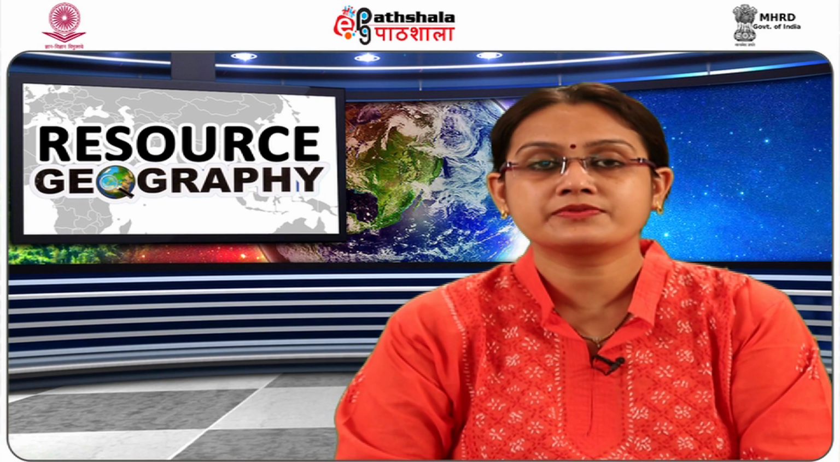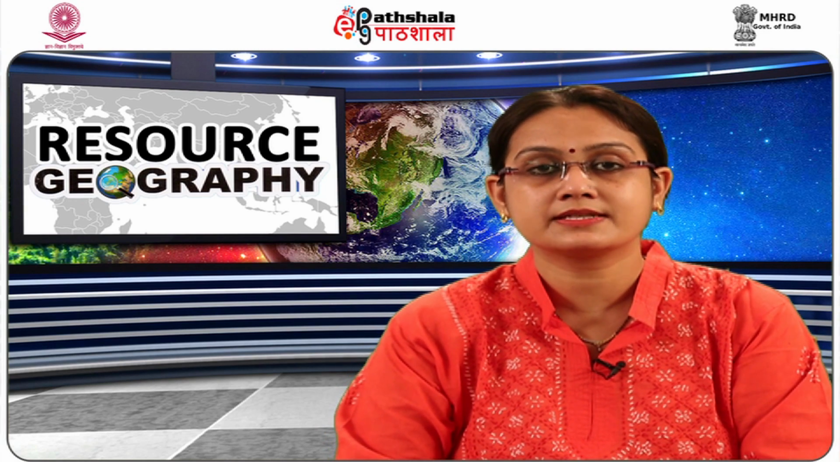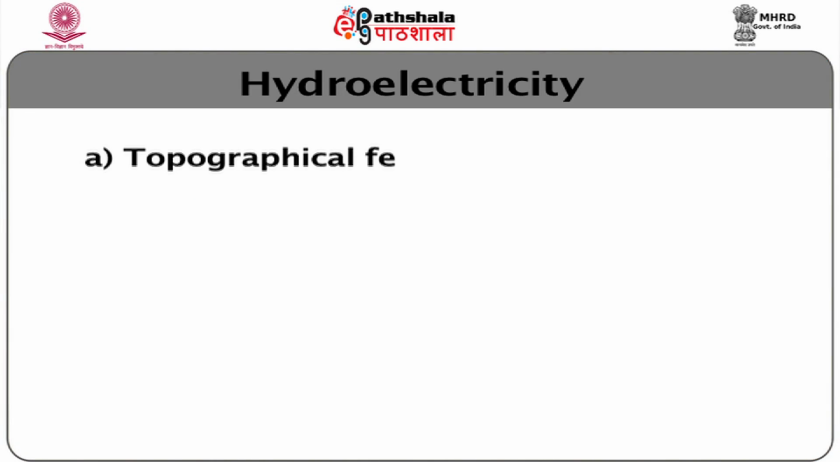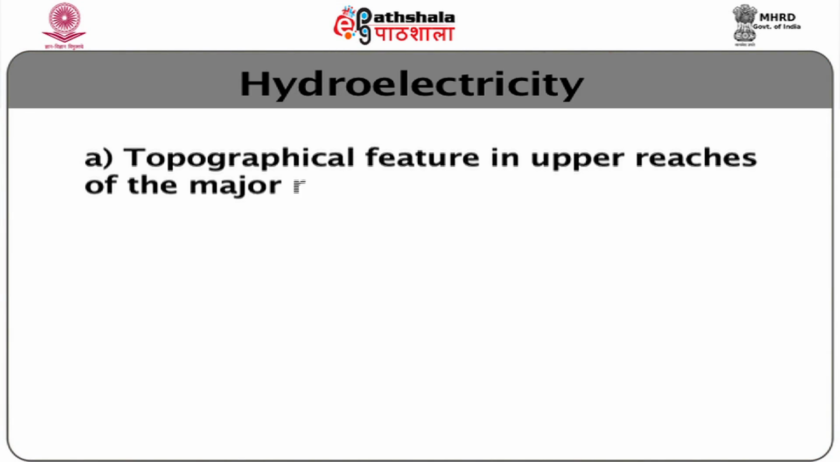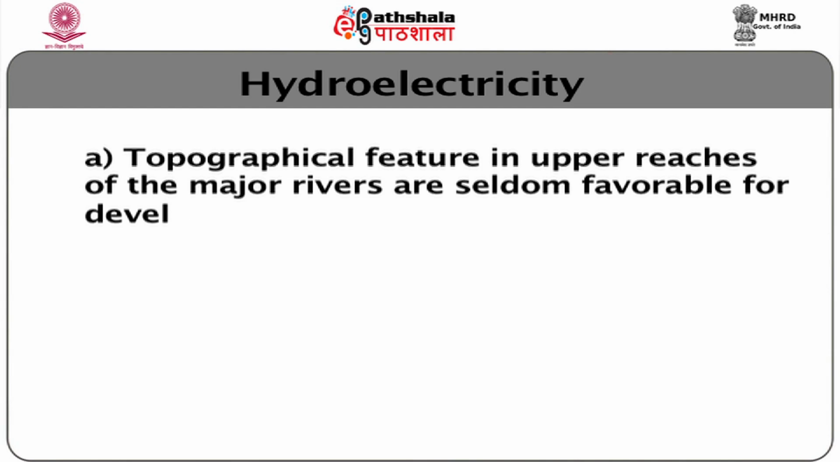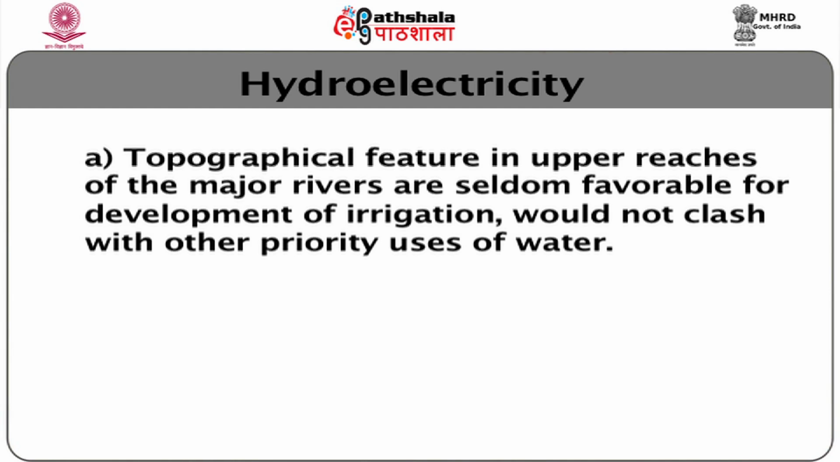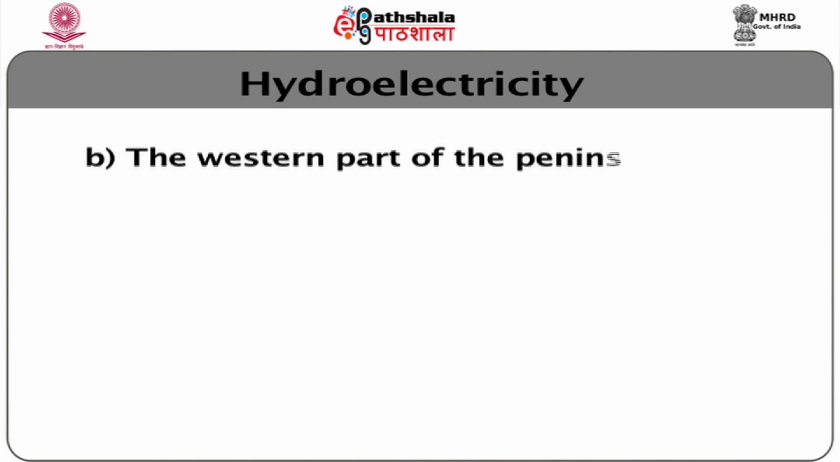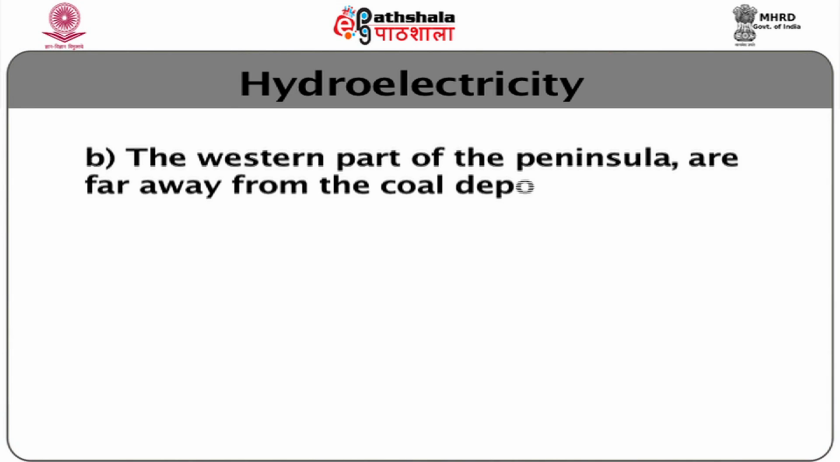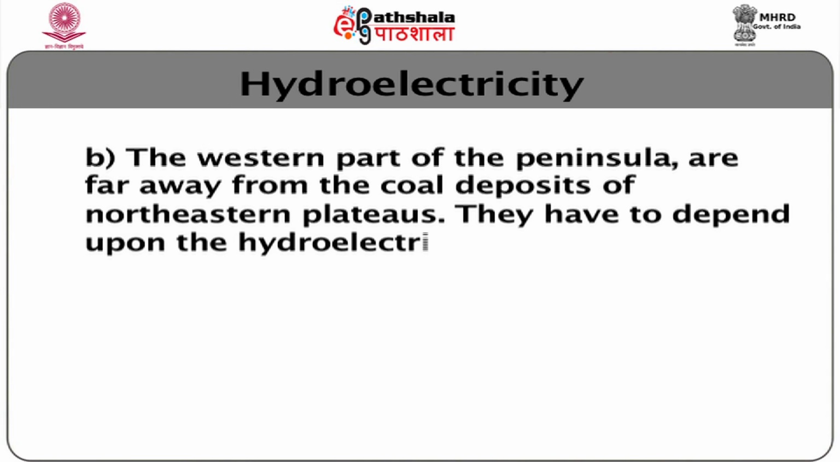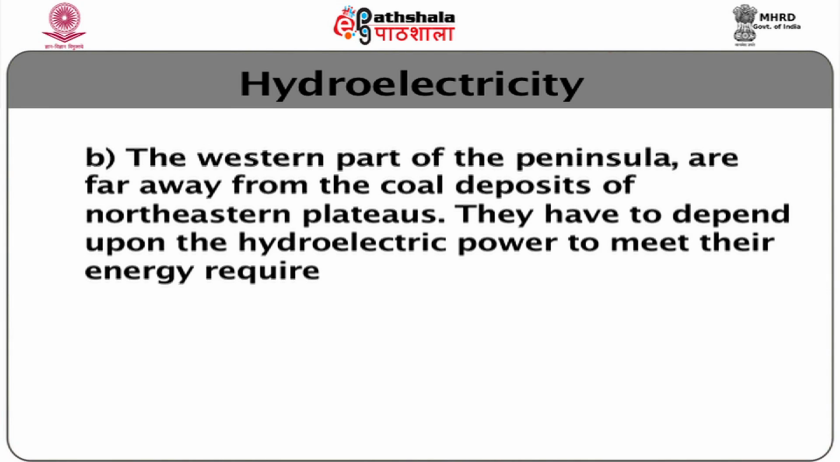Some factors which favor the development of hydroelectricity in peninsular India are its topographical features. The upper reaches of the major rivers are seldom favorable for development of irrigation, so hydroelectricity would not clash with our priority for use of water. The western part of the peninsula is far away from the coal deposits of the northeastern plateaus. They have to depend upon hydroelectric power to meet their energy requirement.